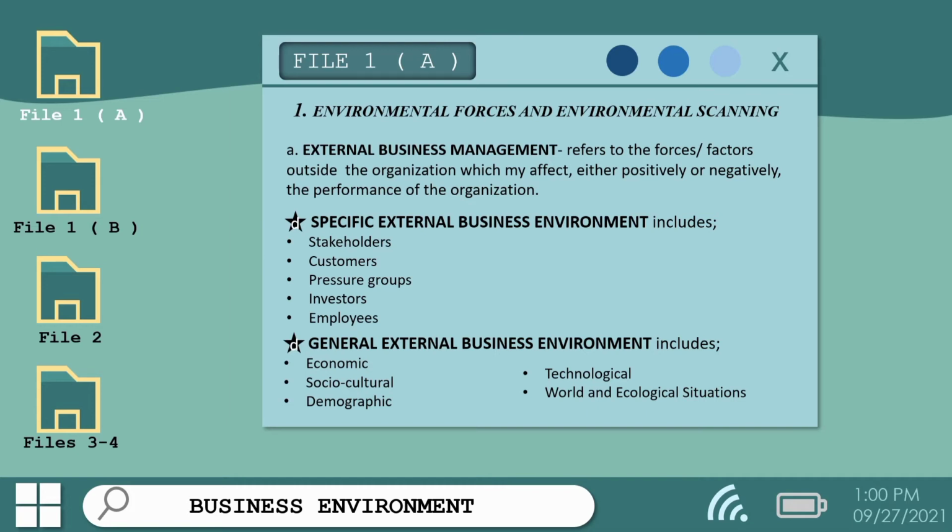Sixth and the last one is world and ecological situations. This relates to the increasing number of global competitors and markets, as well as the nature and conditions of the changing natural environment. It must cater to the changing needs of people in the global community, while at the same time considering their impact on the natural environment. So, those are the 6 factors of the macro environment.